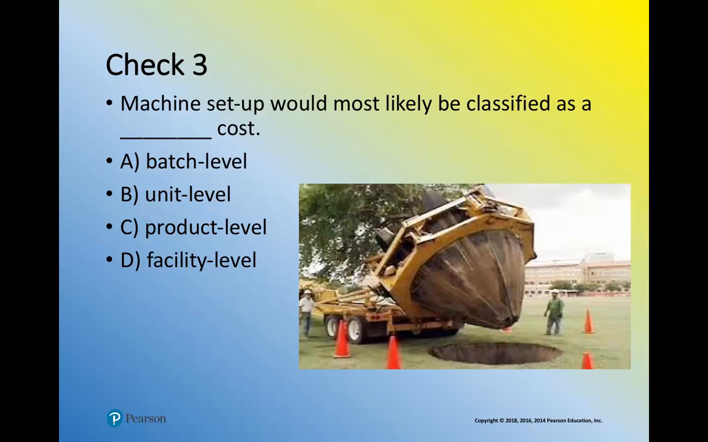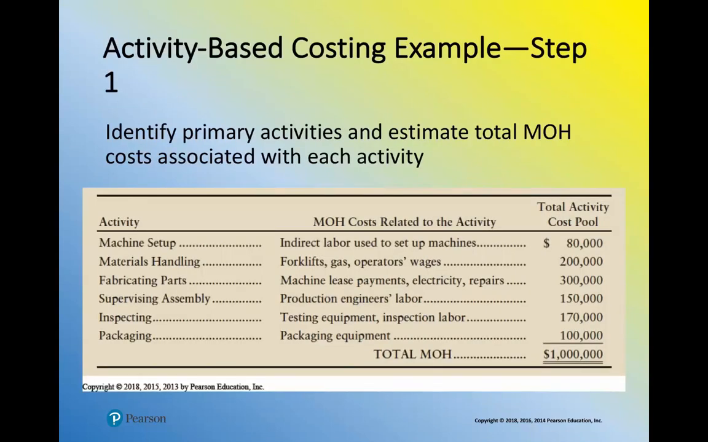All right. A lot of people fall into the trap of, oh, it's the machine setup. That's facility level. The only way it would be facility is if it's the initial setup of the machine, the initial setup of our manufacturing plant. But if you don't see some other context, if you just see machine setup, that should make you think right away batch level. We're setting up the machines to do work that day.